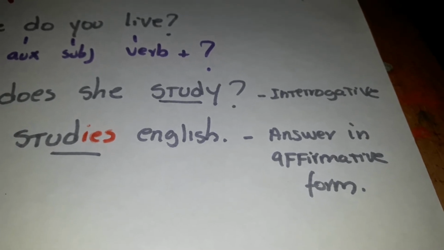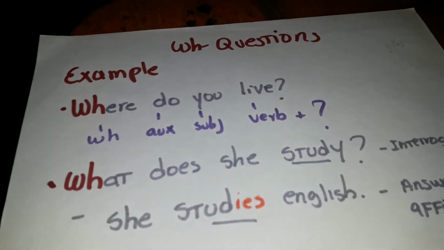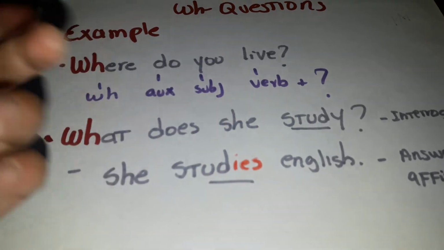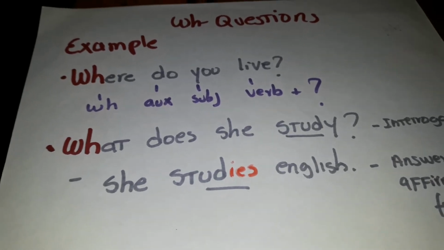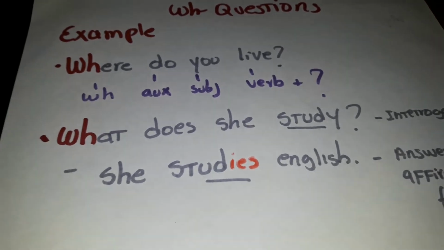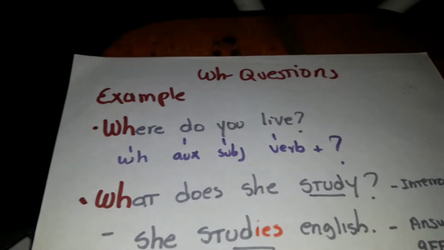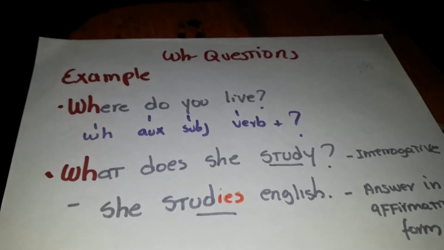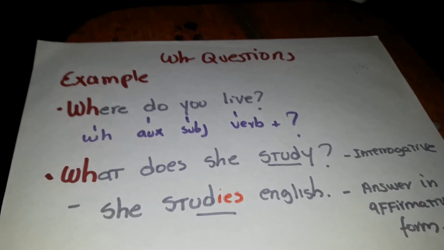It's an affirmative sentence. For this reason, if you have third person, look at this, she, it is necessary in the answer to put ies in this case because the verb finishes in y, or s, or only es according to the spelling rule that I explained in the previous class. The answer is in affirmative form. All of this is about WH questions using simple present tense in affirmative and negative form.